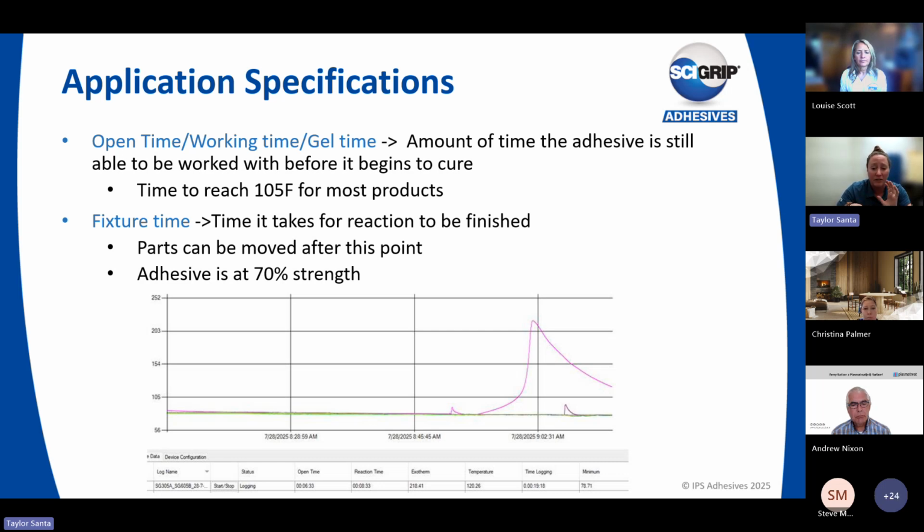At this point, the parts are really bonded together and can start to be moved throughout the process. The adhesive at this fixture time will be around 70% strength. It does take 24 hours for the adhesive to reach full strength, but you can move the parts along the manufacturing process, and they don't really have to sit after the fixture time.